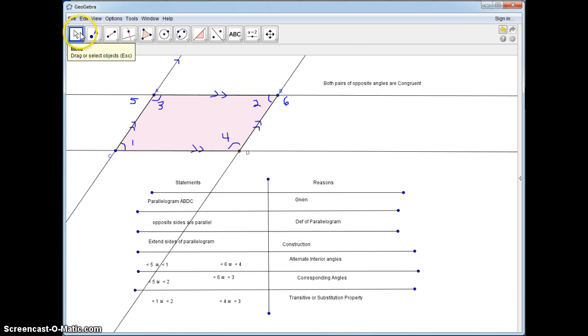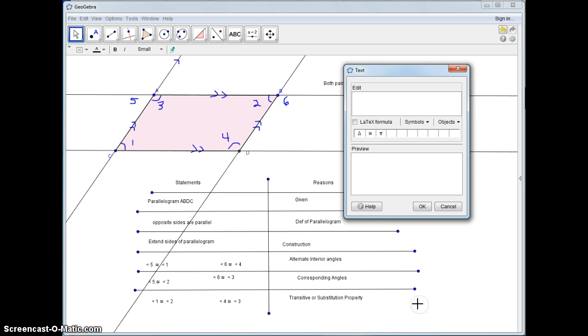And that actually finishes our proof. It's a very quick proof and it's a lot of fun.